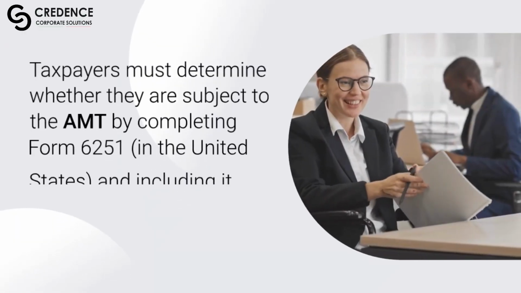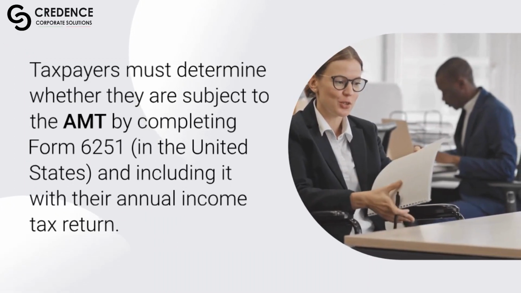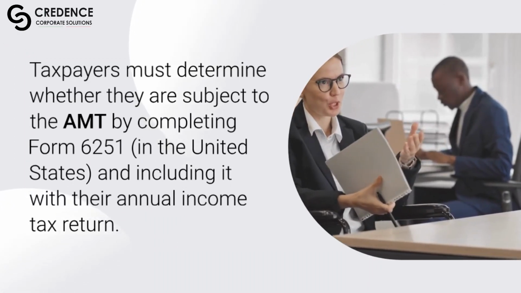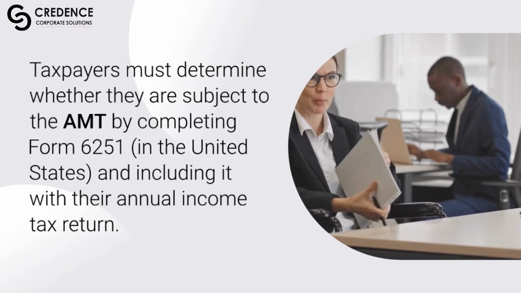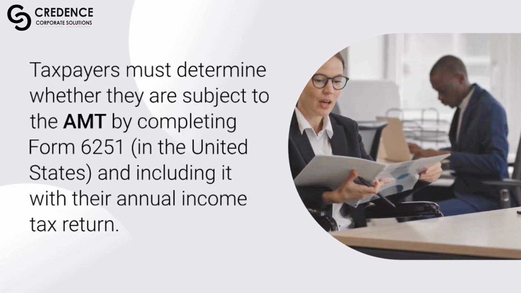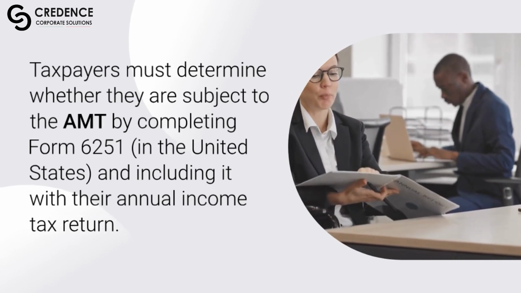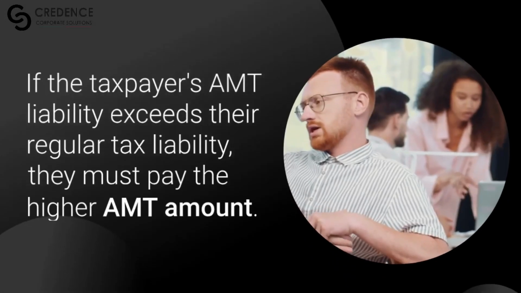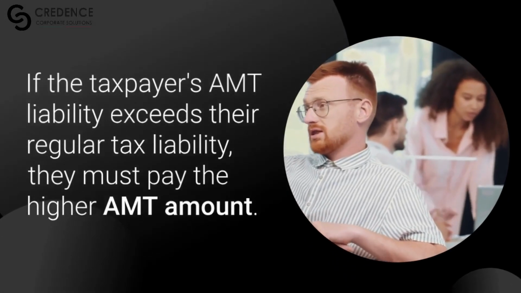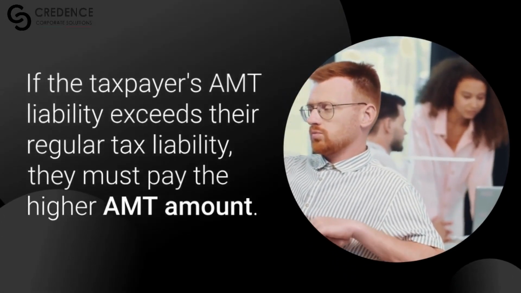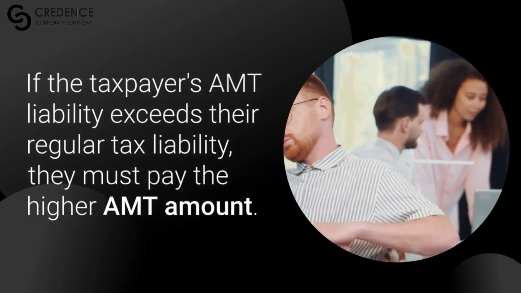5. Filing requirements. Taxpayers must determine whether they are subject to the AMT by completing Form 6251 in the United States and including it with their annual income tax return. If the taxpayer's AMT liability exceeds their regular tax liability, they must pay the higher AMT amount.